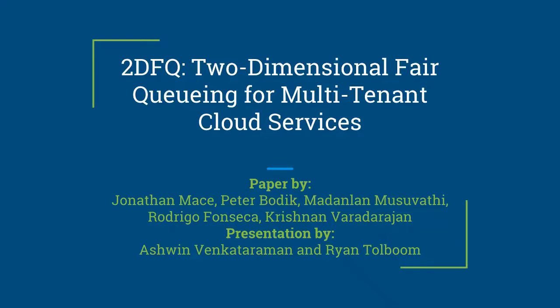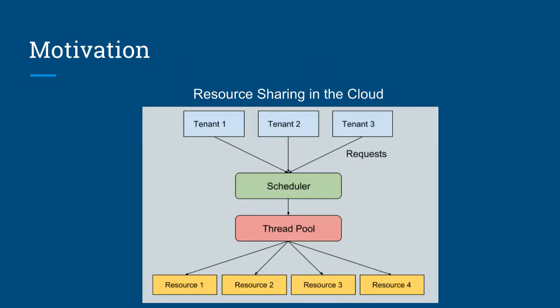I'm here with Ashwin Venkataraman, and we're going over 2DFQ, two-dimensional fair queuing for multi-tenant cloud services. And you can see the original authors of the paper there at the bottom.